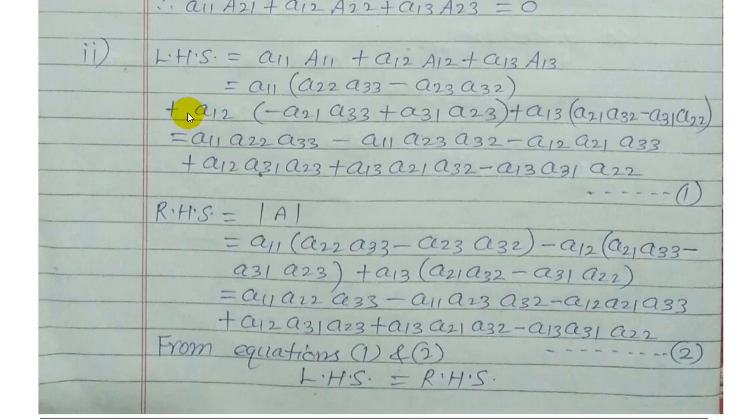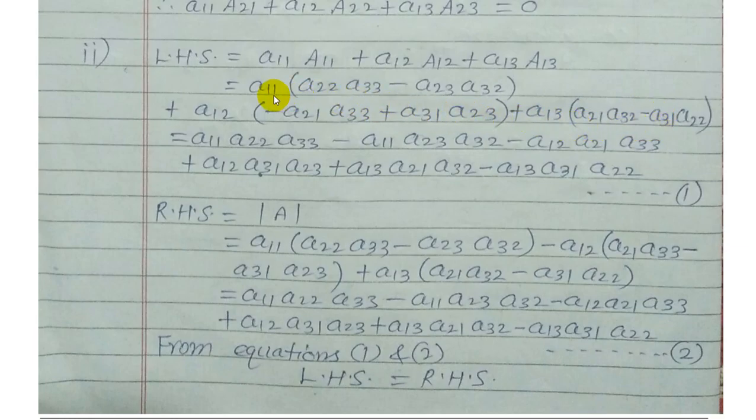Now for the second proof, we write here LHS. What is the left hand side of the second proof? A11 A11, A12 A12, A13 A13. The small letter is an element and the capital letter is a cofactor in each. So we substitute the values of the cofactors here: A11 into the value of cofactor A11, plus A12 into the value of cofactor A12, plus A13 into the value of cofactor A13.